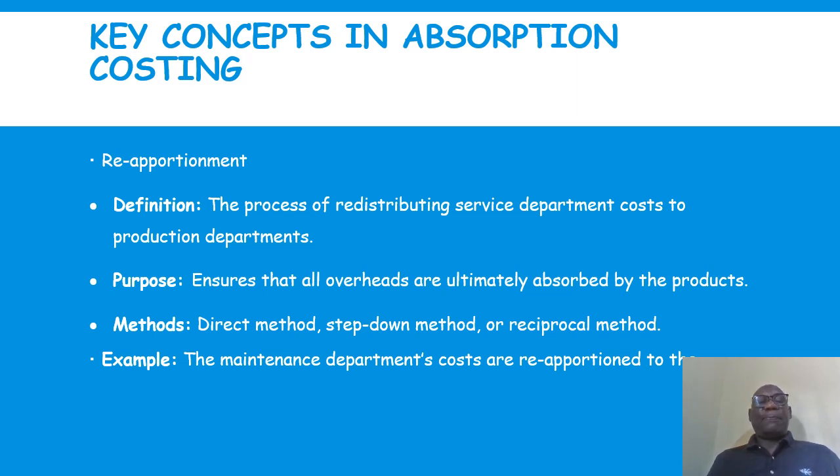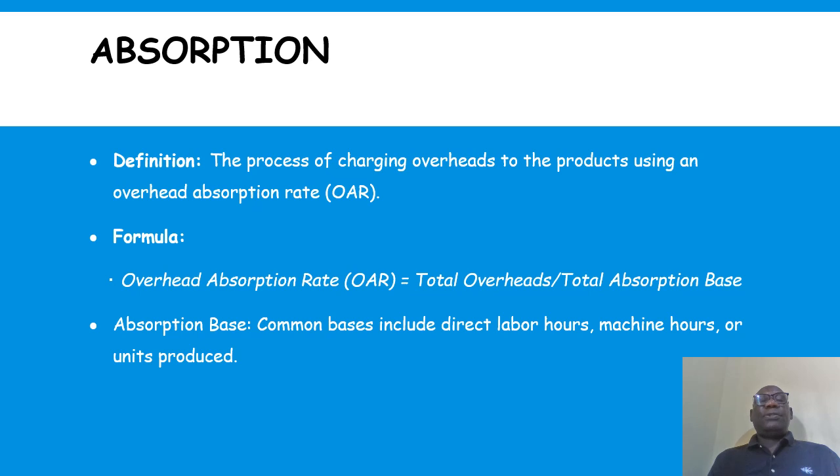Let us look at an example. The maintenance department costs are reapportioned to the, sorry for that. In this regard now, we move on to absorption. Now, what is the definition of absorption? Absorption is essentially a process through which overheads can be charged to the product using an overhead absorption rate.